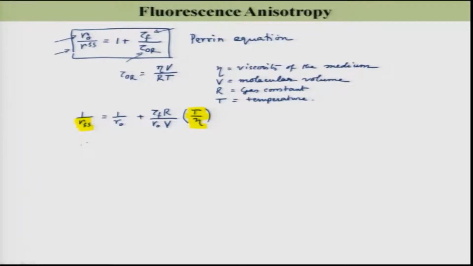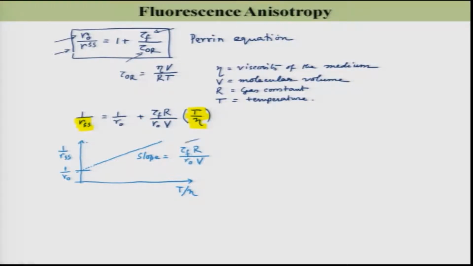So, let us plot that. If I plot 1 over R steady state versus T by eta, you are going to see a straight line, and the intercept will be equal to 1 over R0. So from here you will get some idea of this R0. And then the slope will be equal to tau f R by R0 V.